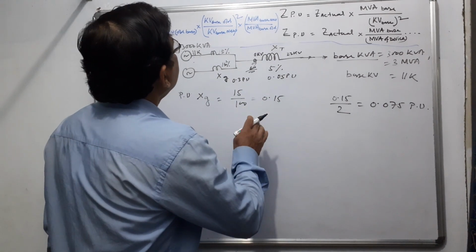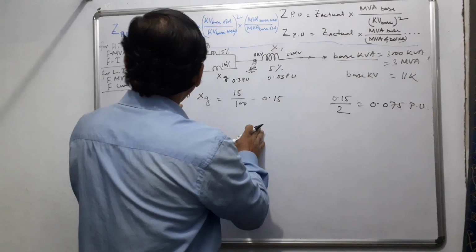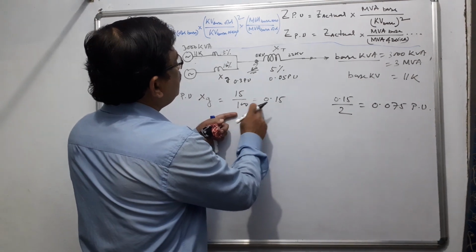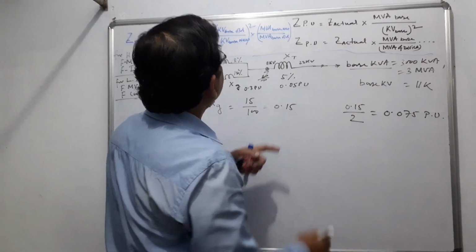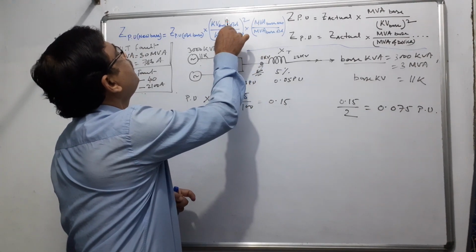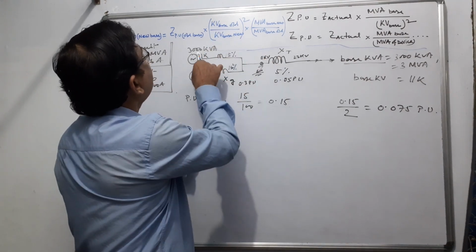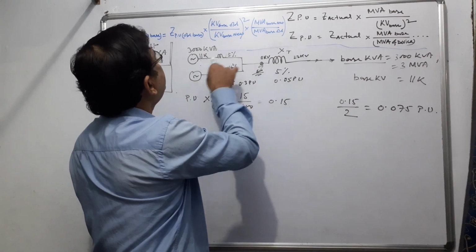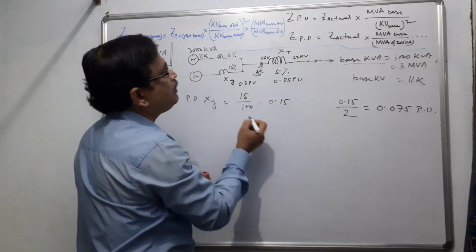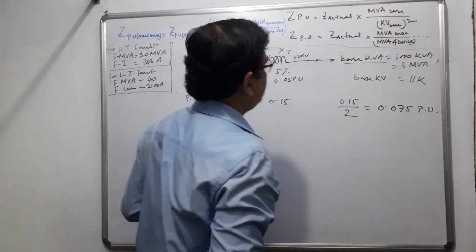So if the fault occurred here, what will happen in that case? The generator reactance will be 15 by 100, because we are using the same base kV voltage, previous and new, and the same MVA, since here it is 3 MVA and its own MVA is also 3. And if these two generators are in parallel, then the equivalent is 0.075 per unit.